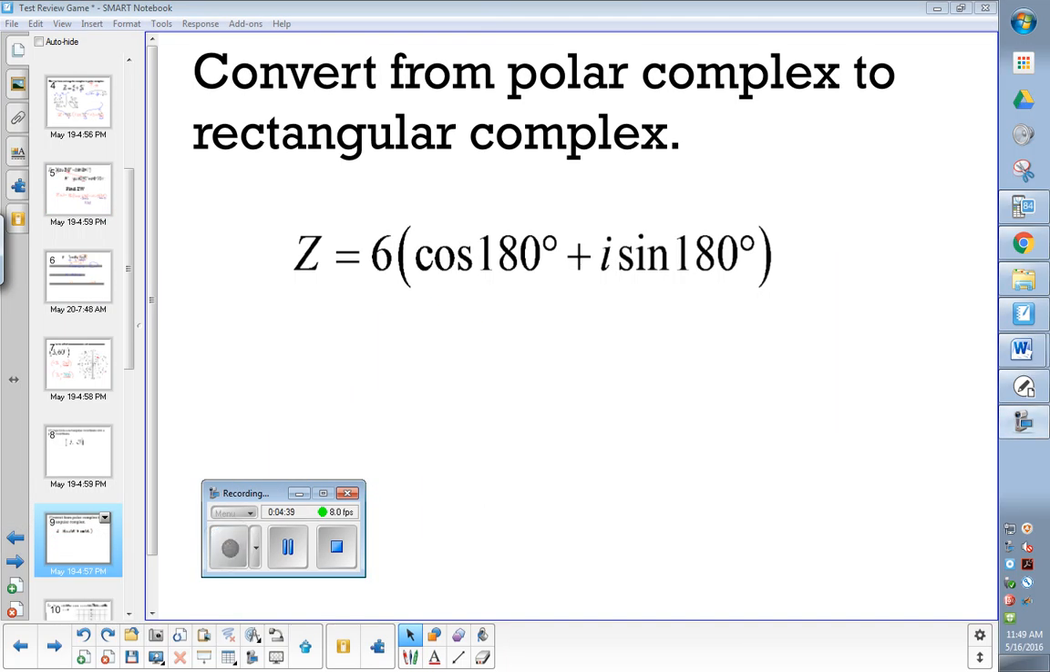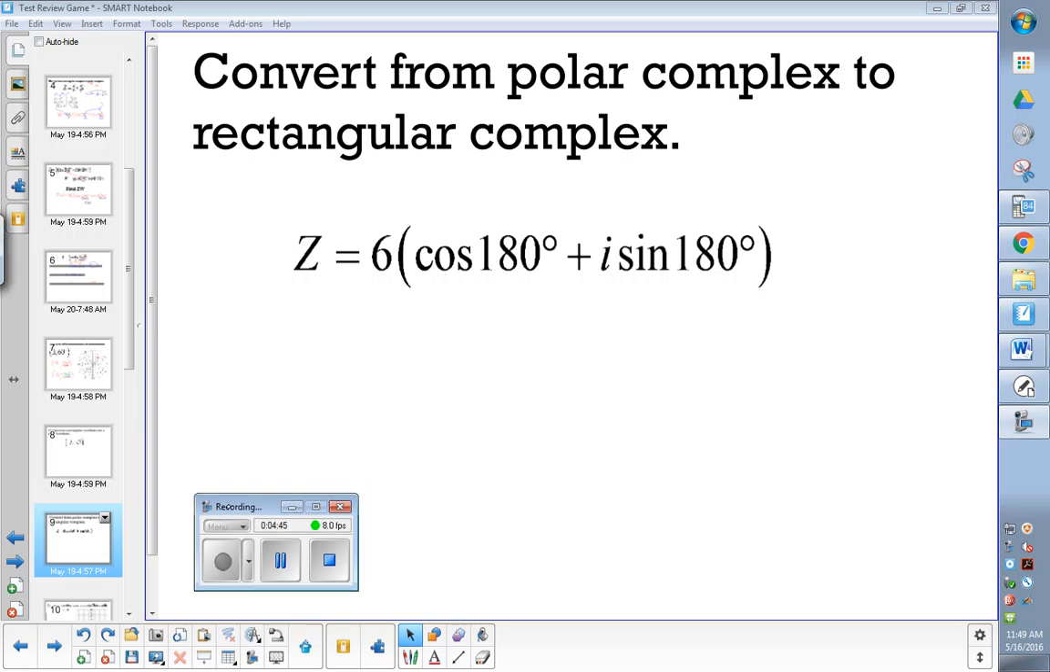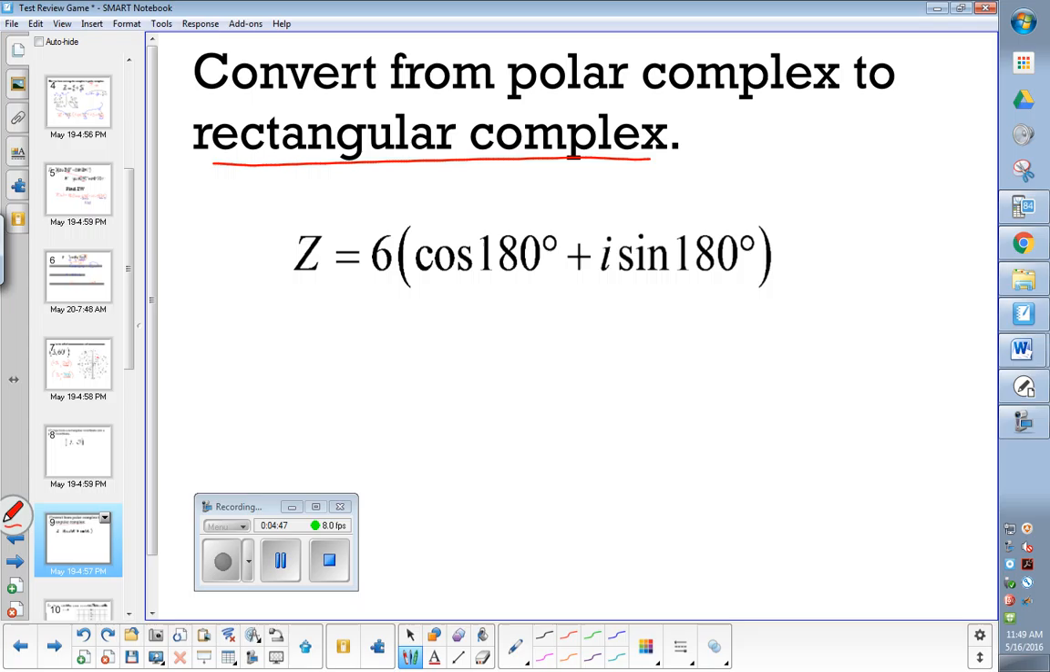Convert from polar to rectangular complex. This is always one that seems way harder than it actually is. If we're going to rectangular complex, that's in this form: z equals x plus yi. The easy thing about this is it's already set up for you because it already says cosine of 180.